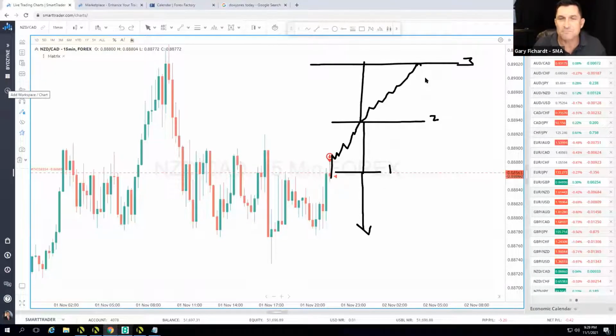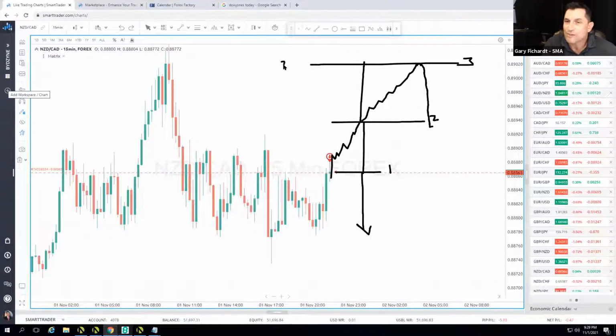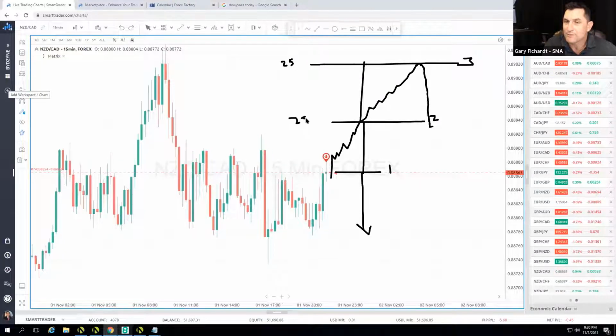Traders, it doesn't matter, because in order for this trade, even though I've got 3 positions in here, to be successful, it's got to go all the way back down to the second entry point and a little bit past that. Now, remember, these entry points are 25 pips apart from each other, right?